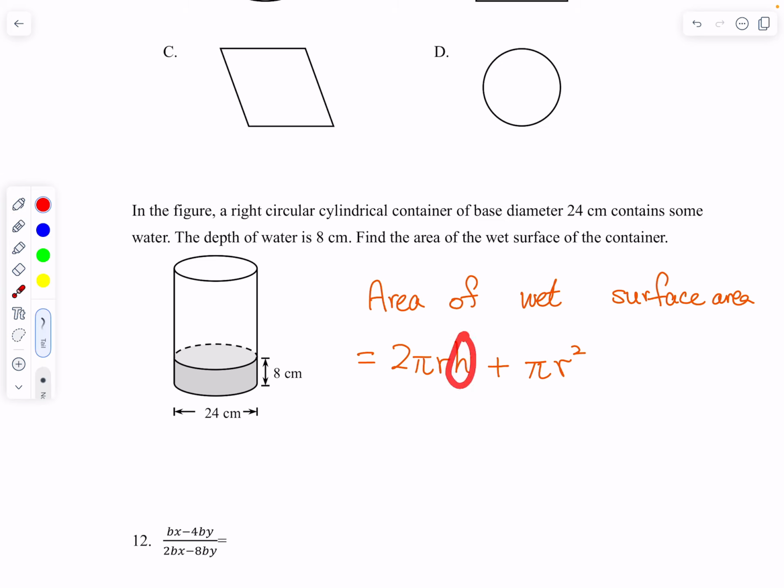So height we have, we have the height 8. How about the radius? Radius, how do I find that? Because 24 is the whole length. The whole length is called the diameter. So radius will be 12. So you replace it: 2 pi r h plus pi r square. That's pi r square. Okay. And then click this in the calculator. What do you get?